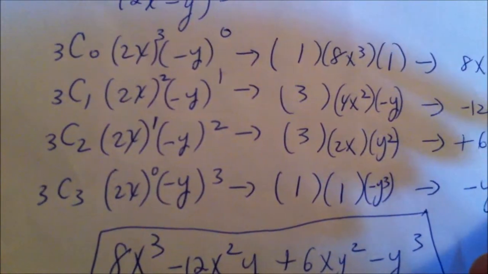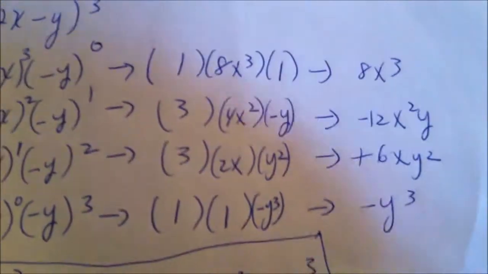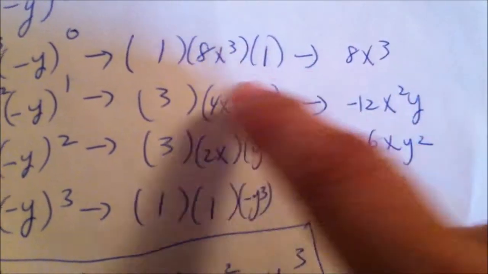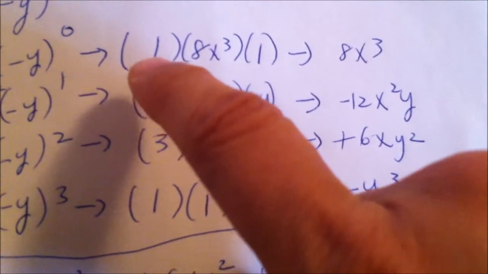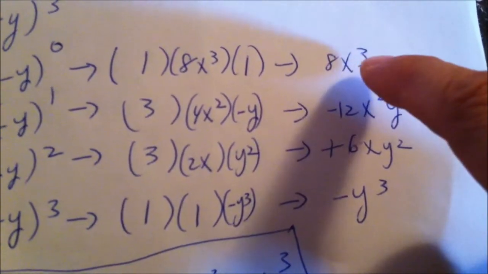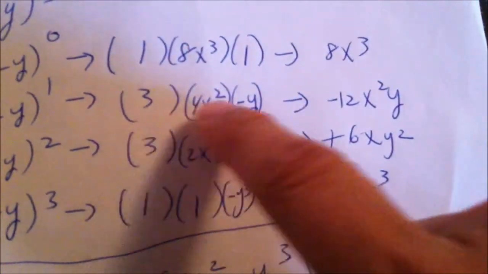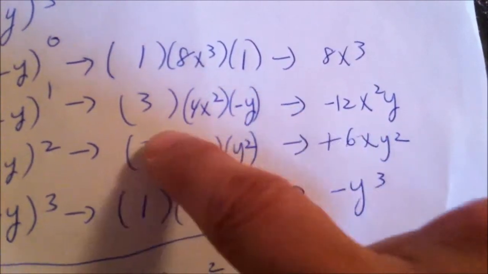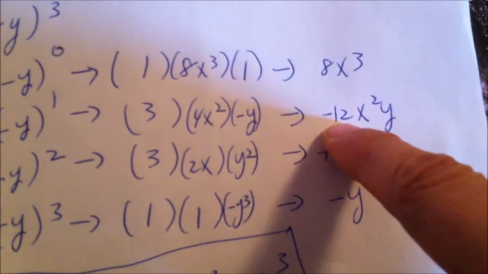Now we're ready to actually do our final expansion. So you always establish your sign first. This is positive. Then you establish what your coefficient number is. 1 times 8 times 1 is 8. And then your variables come along for the ride in alphabetical order. Establish your coefficient. It's negative. 3 times 4 times 1 is 12.